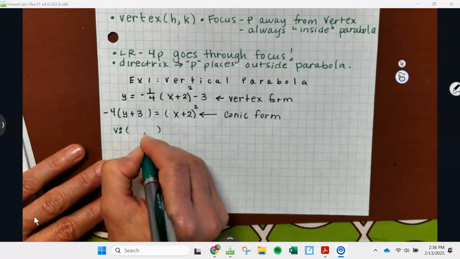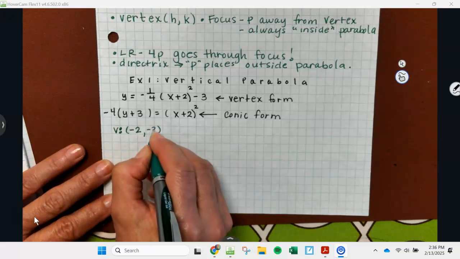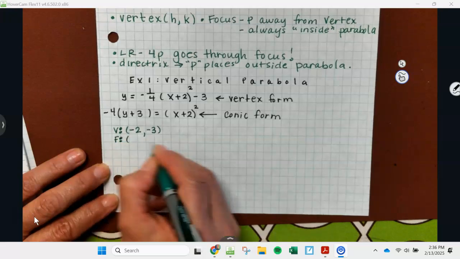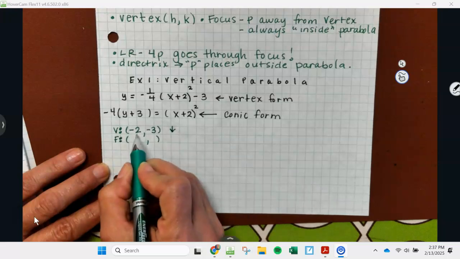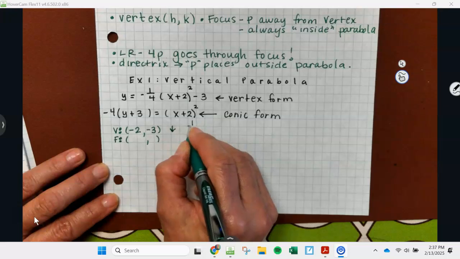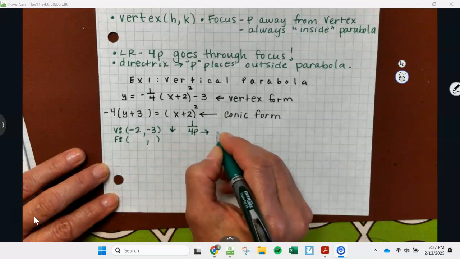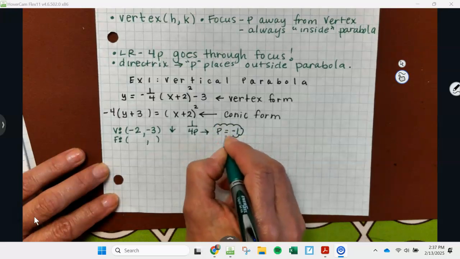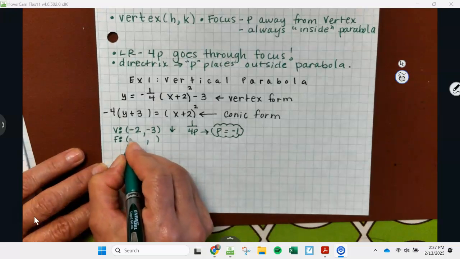All right, let's go ahead and start identifying the vertex. We know the vertex is (-2, +3). I'm sorry, (-2, -3). Remember, our focus is P places away. It's so easy to find the p-value because it's in the denominator of the A value. So remember, 1/4p, whatever that denominator is, you just divide that denominator by 4, and that's going to get you the p-value.